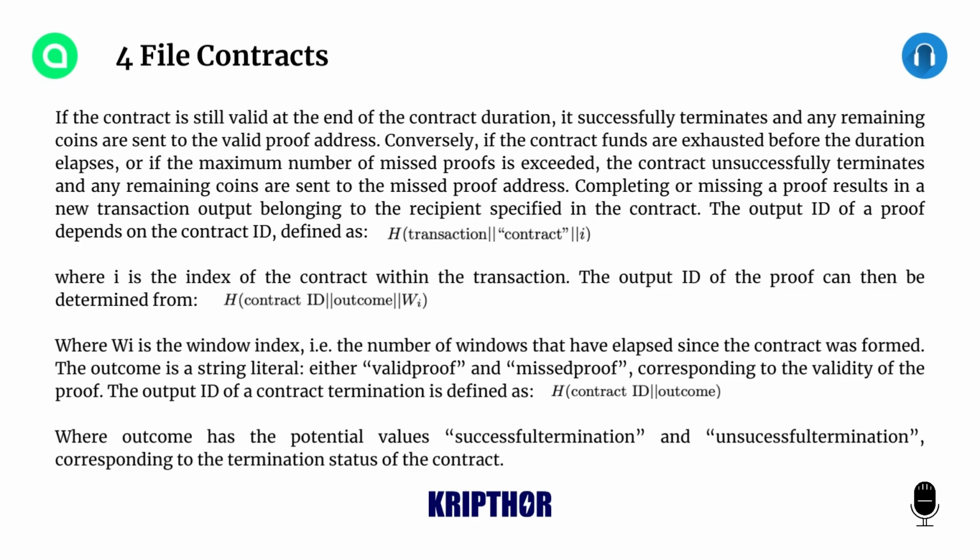The output ID of a proof depends on the contract ID, defined as where I is the index of the contract within the transaction. The output ID of the proof can then be determined from where WI is the window index, i.e. the number of windows that have elapsed since the contract was formed. The outcome is a string literal, either valid proof or missed proof, corresponding to the validity of the proof. The output ID of a contract termination is defined as where outcome has the potential values successful termination and unsuccessful termination, corresponding to the termination status of the contract.